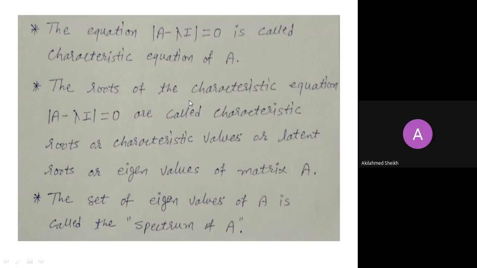The equation determinant of A minus lambda I equals 0 is called the characteristic equation of matrix A. The roots of the characteristic equation determinant of A minus lambda I equals 0 are called characteristic roots, characteristic values, latent roots or eigenvalues of the matrix A. The set of eigenvalues of A is called the spectrum of A.